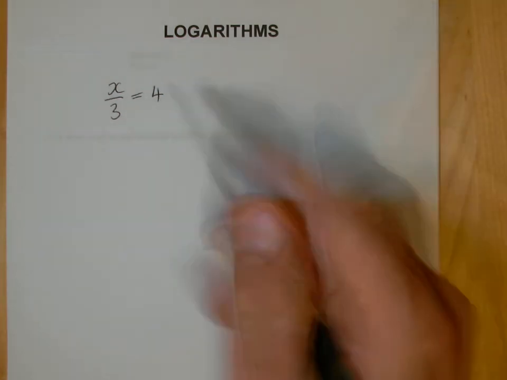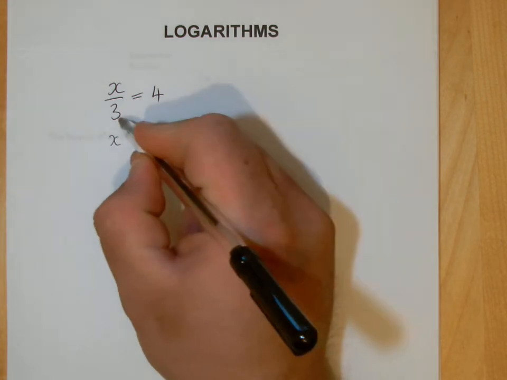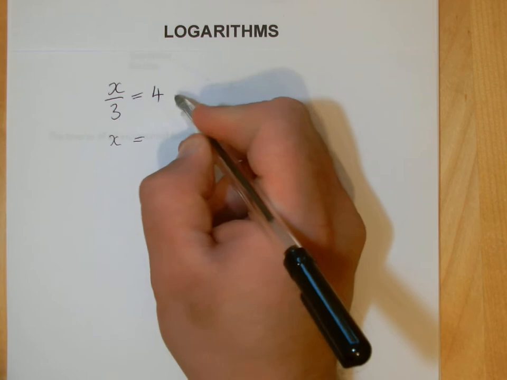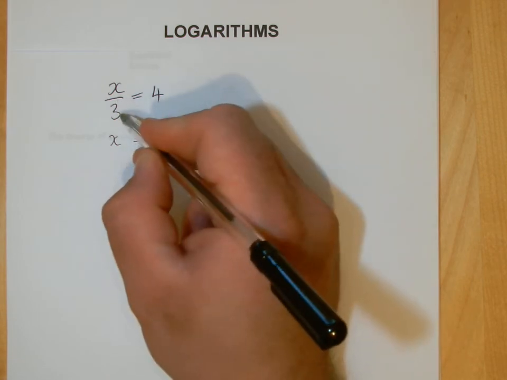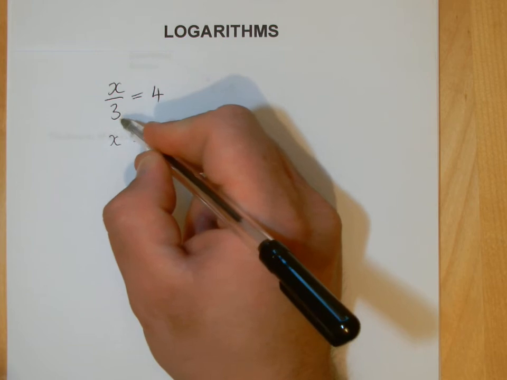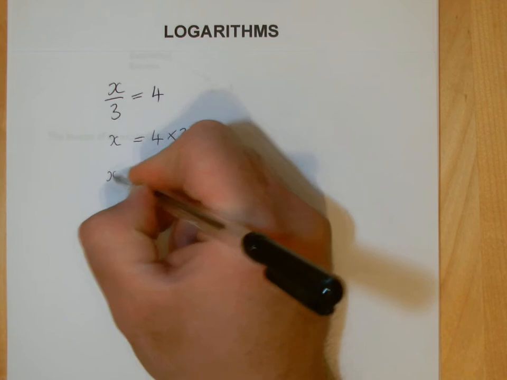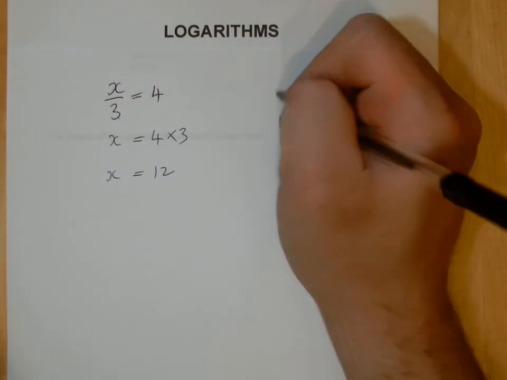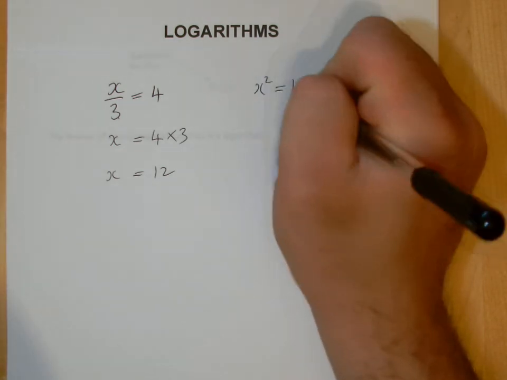To solve it, the process we use is we think of taking that 3 over to the side, and we do the opposite, don't we? We know the opposite is going to be multiplication, because we've got division here. The inverse of division is multiplication. So we take it over and you multiply. You do the inverse operation of division, which is multiply, and you get 12.